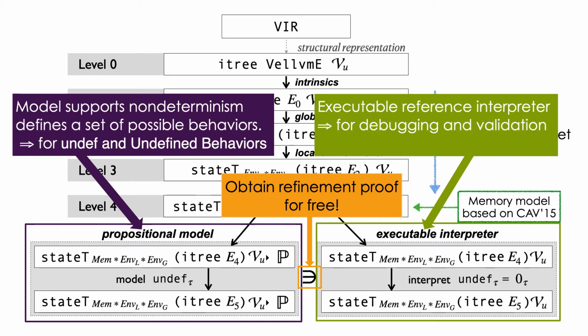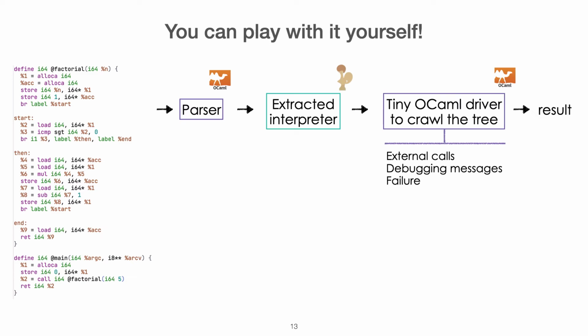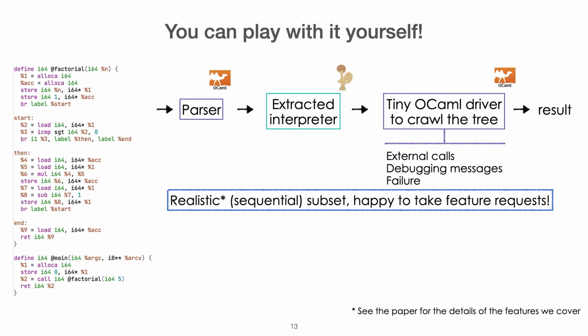At this stage, we have defined a formal semantics, but an important question is to ponder whether there is any relationship between these semantics and what we were interested in modeling, that is LLVM IR per se. Of course, to answer this question, we leverage this ease that we have to test because of this extracted interpreter. So we have an unverified parser that takes a valid LLVM IR syntax as input, feeds it to the extracted interpreter, and finally feeds the resulting tree to the OCaml driver that will crawl the tree to extract the result. We cover a realistic sequential subset and are, of course, happy to take feature requests.